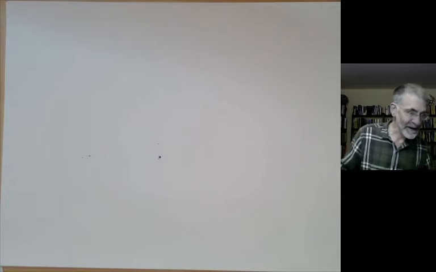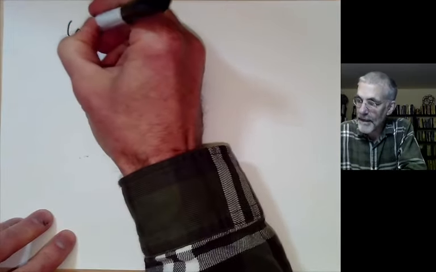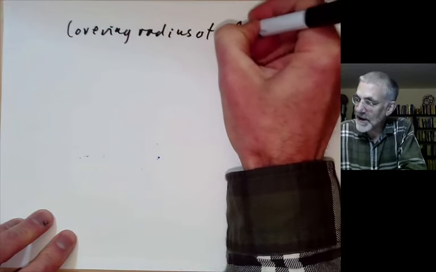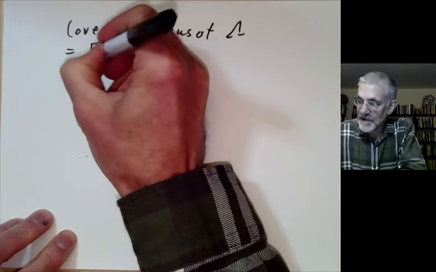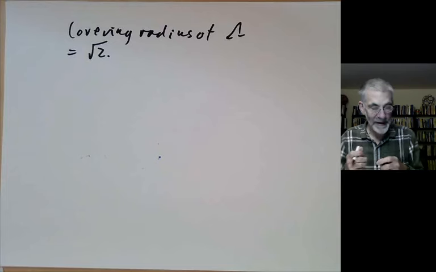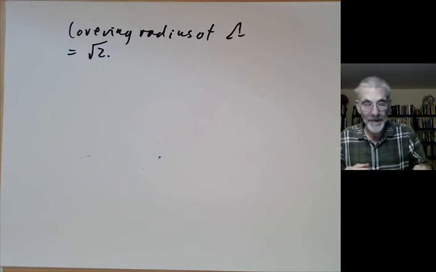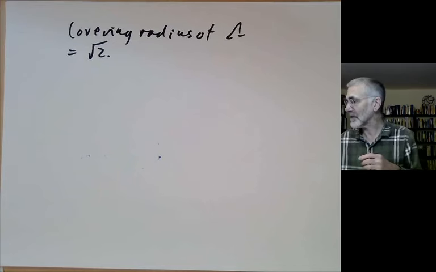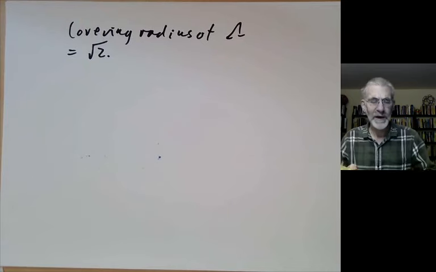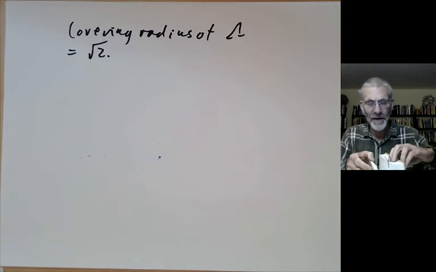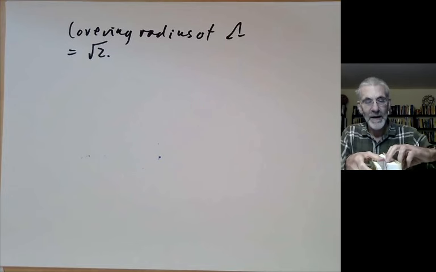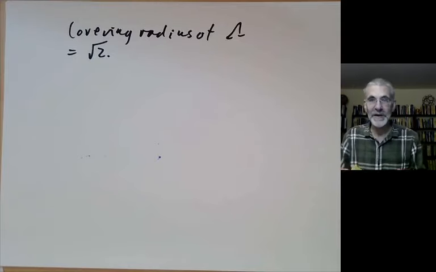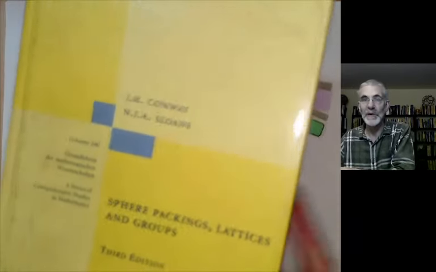What they found is that the covering radius of the Leech lattice is the square root of 2, exactly. This is a really amazing fact. Their calculation of this was rather long and difficult. In general, calculating the covering radius of a lattice is rather hard. You just have to sort of get your hands dirty doing a lot of calculation considering all cases.